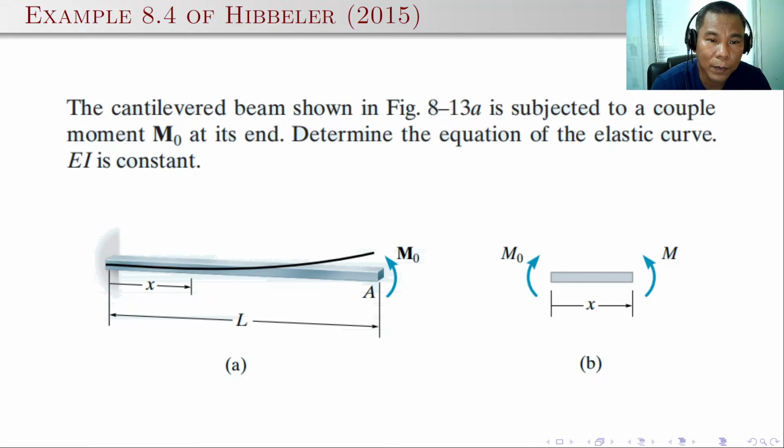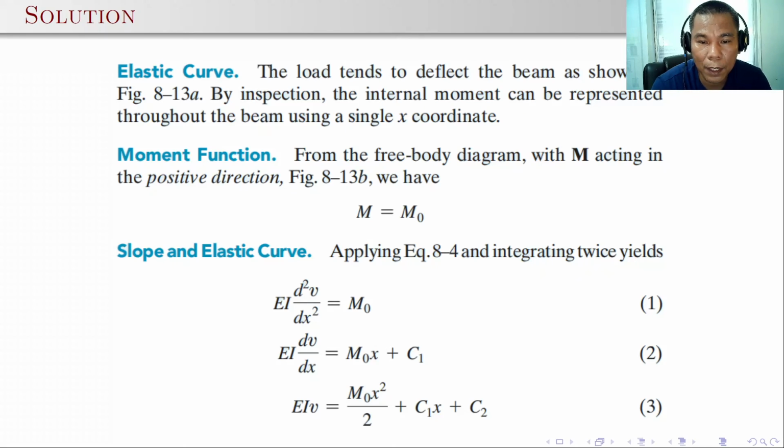Another example, a cantilever beam subjected to a couple moment M sub o at its end. We would like to determine the equation of the elastic curve, assuming EI is constant. Again, here in the beam, there will be no shear. Actually, it's only a couple. So assuming that x starts from the left, we can just cut the beam anywhere and choose the left hand portion of the beam. So here the moment is simply equal to M sub o all throughout the length of the beam. Substituting M is equal to M sub o to the equation and integrating twice will give us this equation 2 and equation 3.